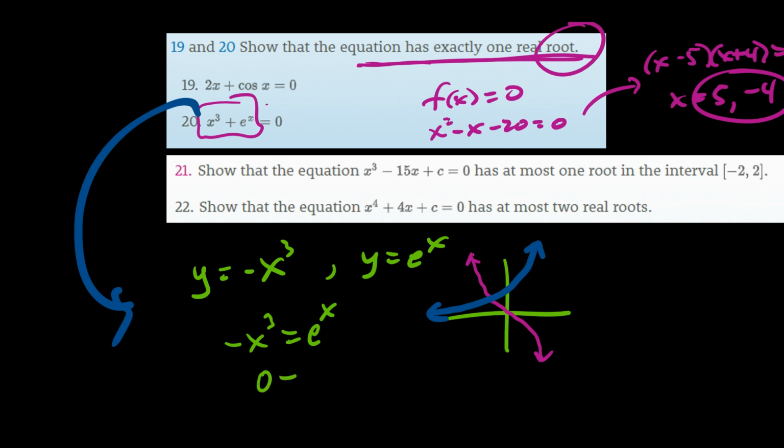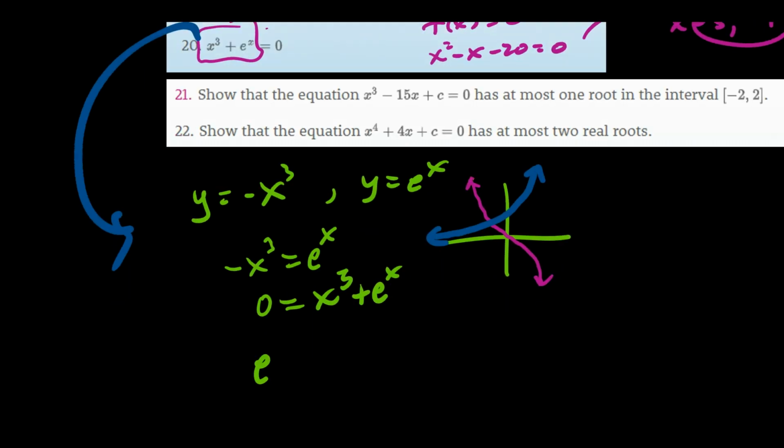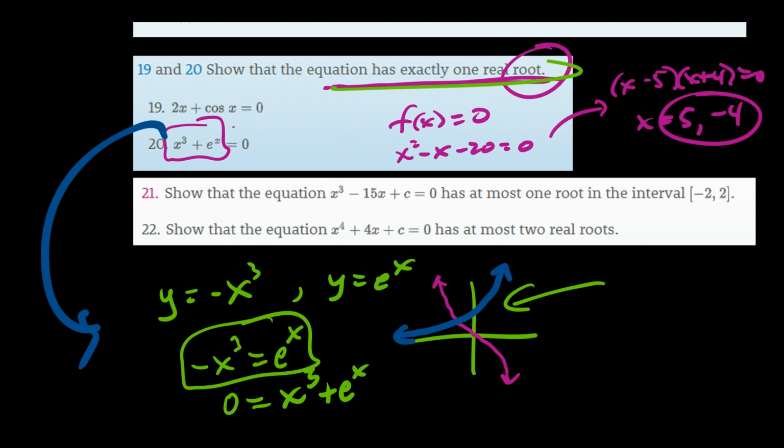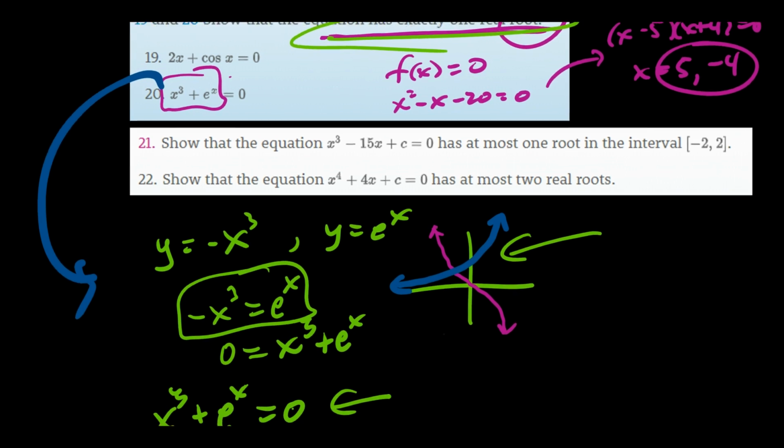Well, then you move the x cubed over, and so you can make this x cubed plus e to the x equals 0, or like they had it, x cubed plus e to the x equals 0. So to solve this is the same thing as finding out where those two intersect. All right, so back to the question that says, show that the equation has exactly one real root. Well, let's make sure they even have one.